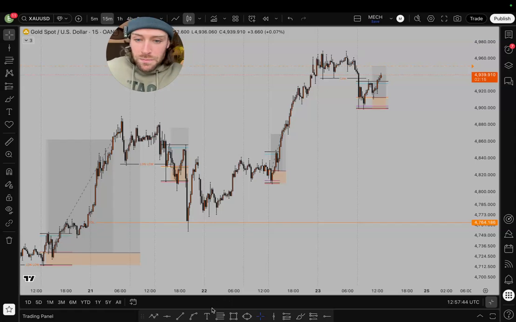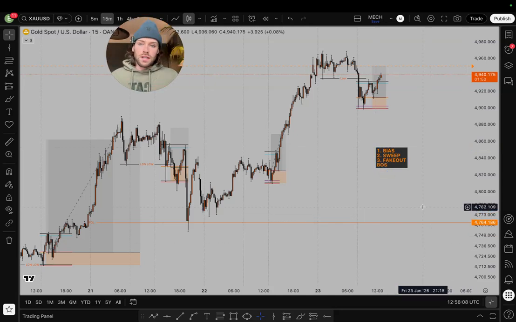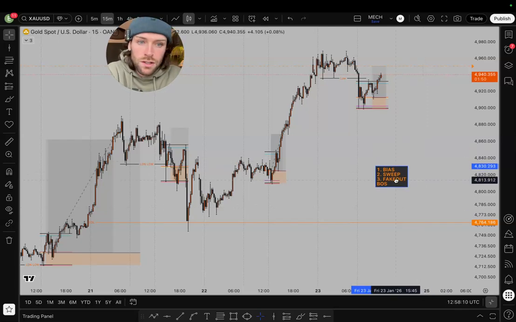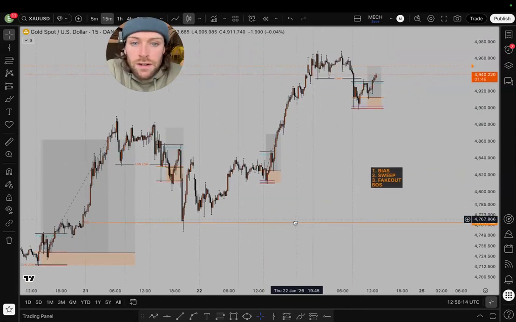So the model, anyways, has 4 steps. As I said, it's mechanical, so it is so easy. Genuinely, you could teach your little sister this model. It is: 1 is bias, 2 sweep, 3 fake out, and the 4th one is break of structure. Once you have the break of structure, you set your limit order and let that play out. Just let it get tagged in.